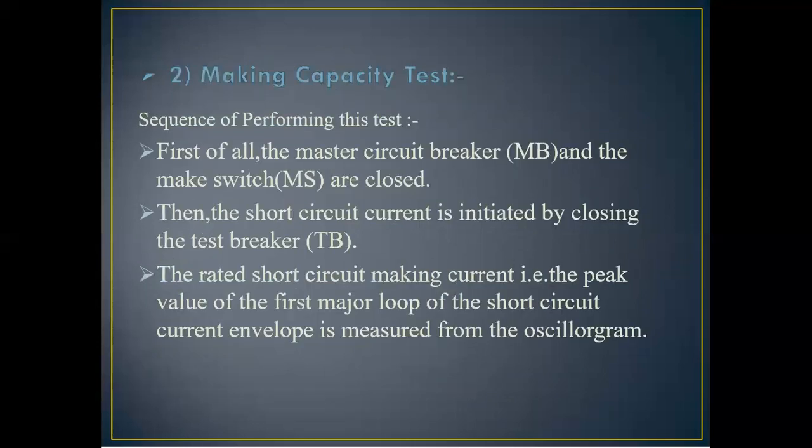Second one is a making capacity test. The sequence of performing this test is as follows. First of all, the master circuit breaker or the main circuit breaker and the make switch are closed. Then the short circuit current is initiated by closing the test breaker. The rated short circuit making current, that is the peak value of the first major loop of the short circuit current envelope, is measured from the oscillograph.